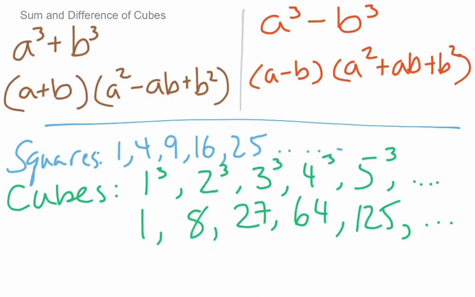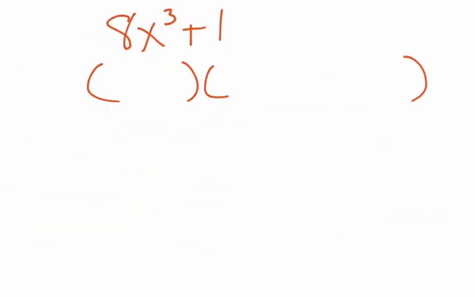2 cubed gives me 8, so that's going to go in the parentheses right here. And then, of course, x to the third power gives you the x cubed. And then what raised to the third power gives you 1? Well, that would be 1.